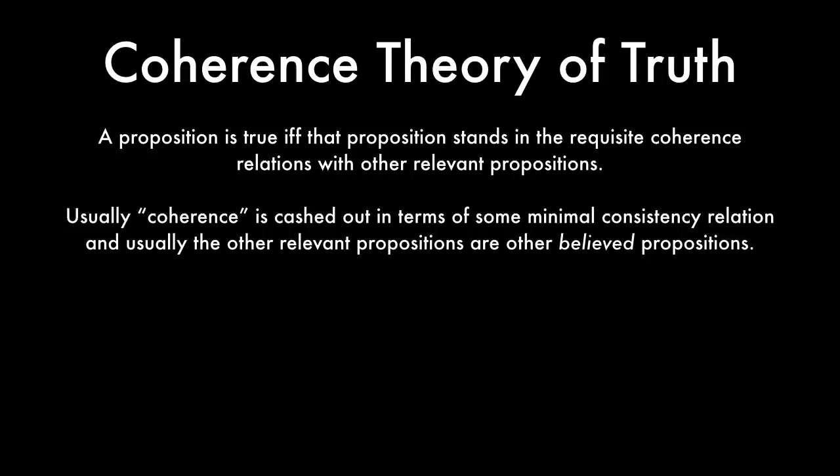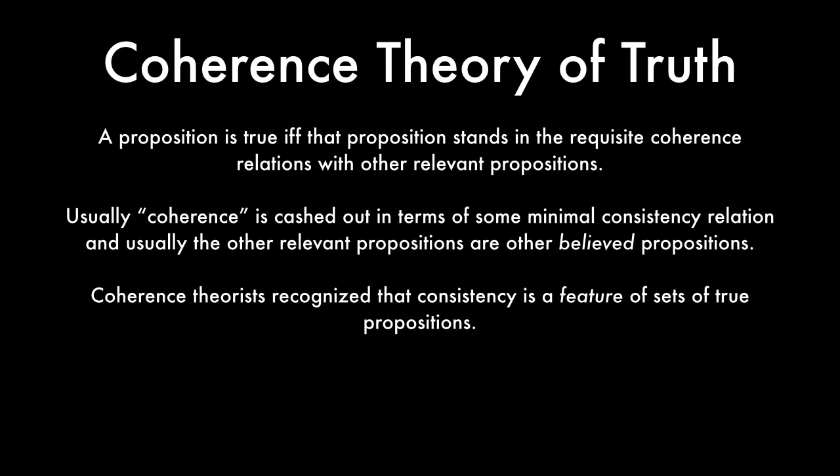Now, one of the main reasons for the coherence theory of truth is that coherence theorists recognized that consistency is a feature of sets of true propositions. What this means is that if the proposition "the cat is on the mat" is true, then the proposition "the cat is not on the mat" can't also be true. The true propositions have to be coherent with one another. They have to be consistent with one another such that it's possible that they could all be true at the same time. Yeah, this seems like something that we want to build into our theory of truth.